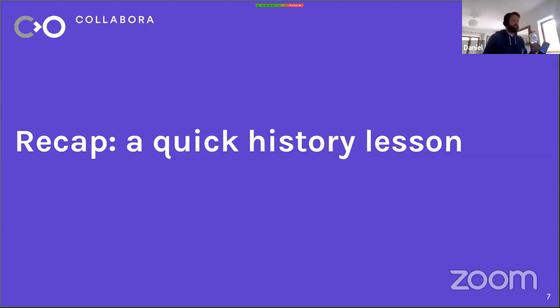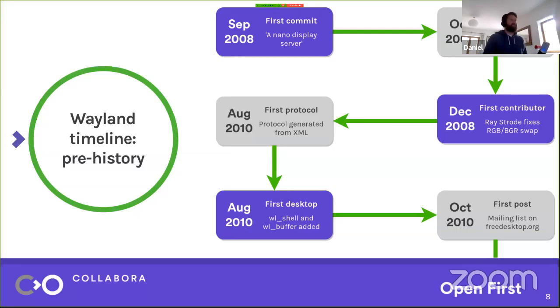So firstly, if we look at this as a kind of prehistorical age, in late 2008, Kristian Høgsberg, otherwise known as KRH, made his first commit to the Wayland repository. It described a nano display server, and it did have the object model that we know from Wayland itself, and a lot of the same protocol, but a lot of things were completely different.